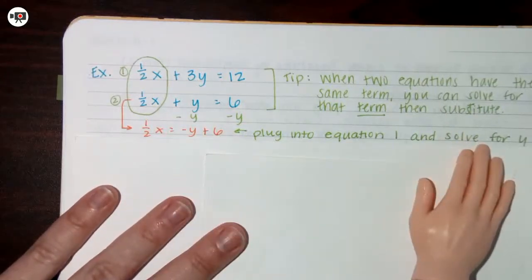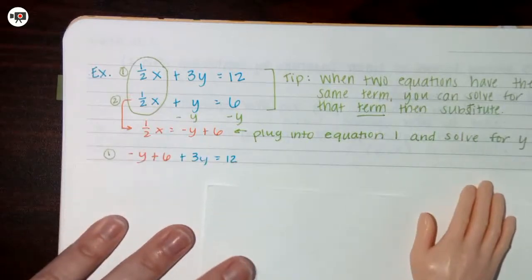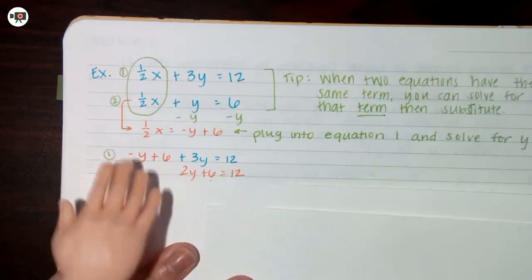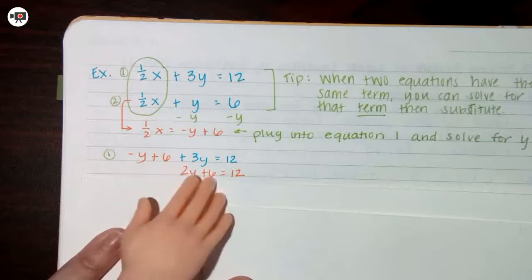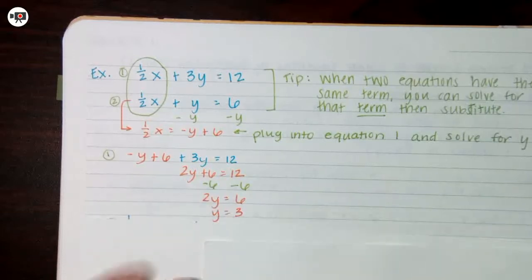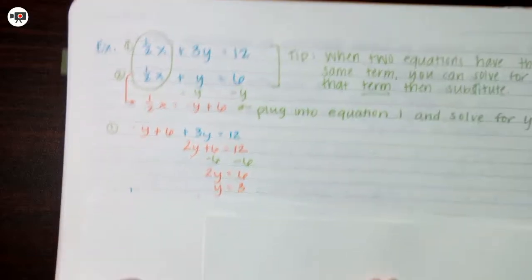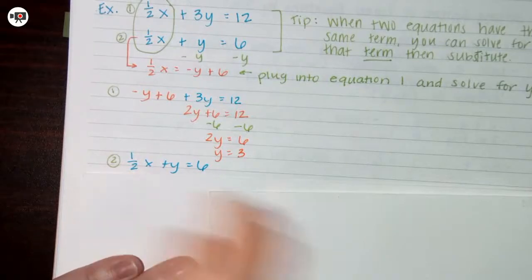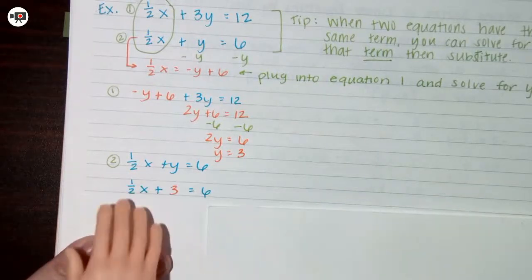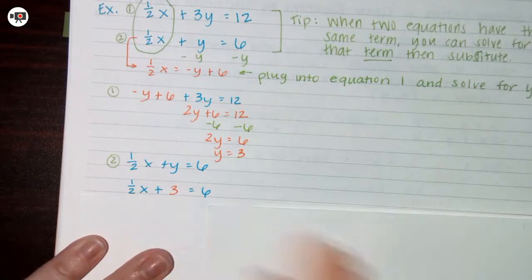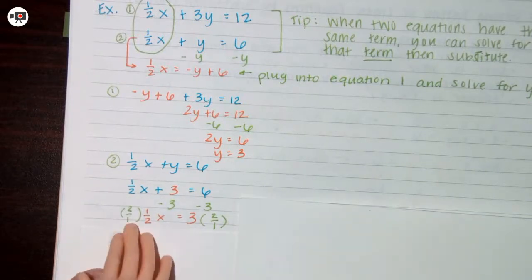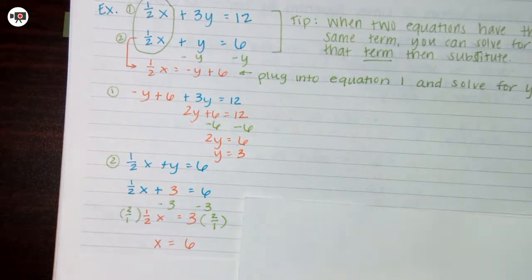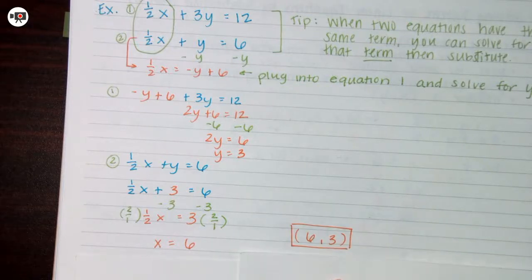Then I'm going to take this and plug it into equation 1 and solve for y. So plugging it in and reducing, I have negative y plus 3y is 2y, plus 6 equals 12. Solving for y, y equals 3. So take my y equals, plug it into an original. I'm going to plug it into equation 2 and solve for x. So then I have 1/2 x plus 3 equals 6. When I divide by a fraction, I have to multiply by the reciprocal, and I get x equals 6. So my point is 6, 3.